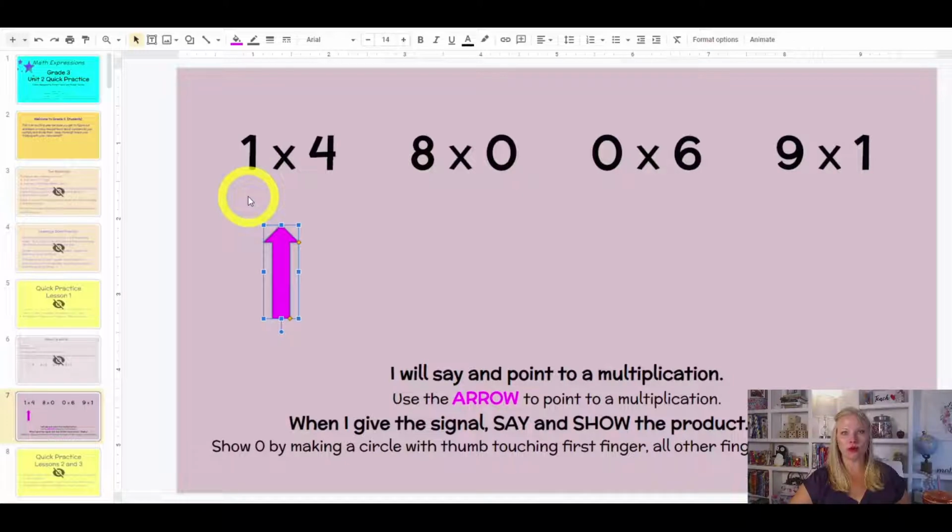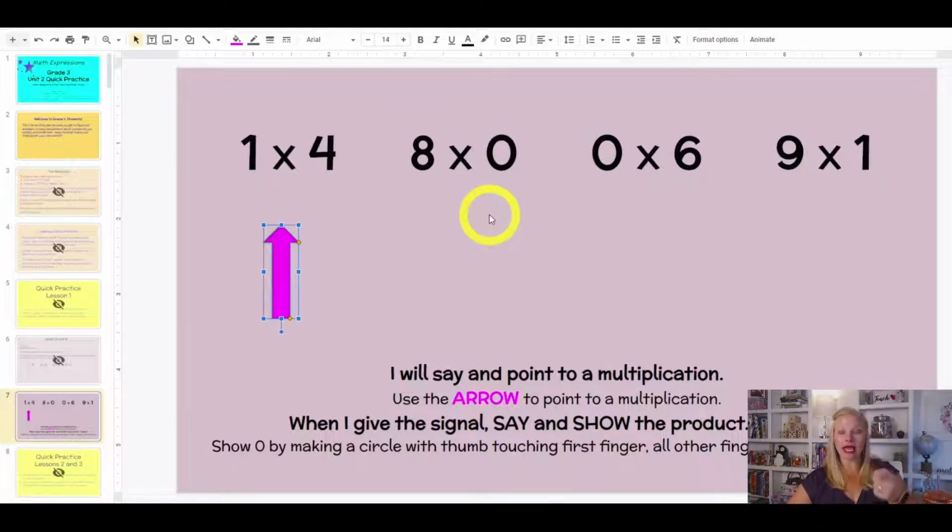So boys and girls, read it with me. 1 times 4. Read it with groups of. 1 group of 4. Class, think about it. Class: 4. Boys and girls, 8 times 0, or 8 groups of 0. Think about it. Class: 0.